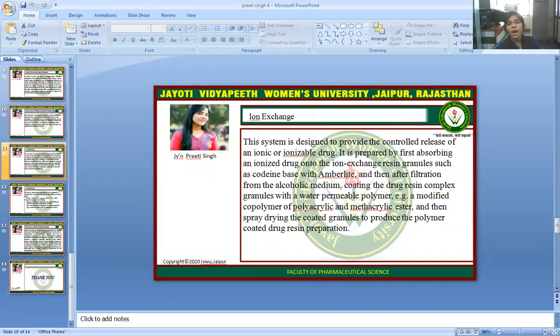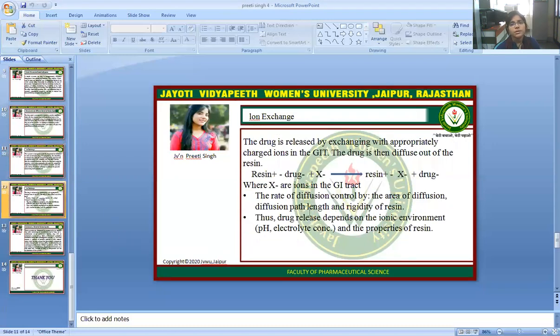Now we move to the ion exchange system. This system is designed to provide the controlled release of ionic and ionizable drugs. It is prepared by first adsorbing an ionized drug onto ion exchange resin particles, such as codeine. Resin plus drug plus X gives resin plus X plus drug, where X is the ion in the GI tract, and the rate of diffusion is controlled by the area of diffusion, the diffusion path length and the rigidity of the resin.